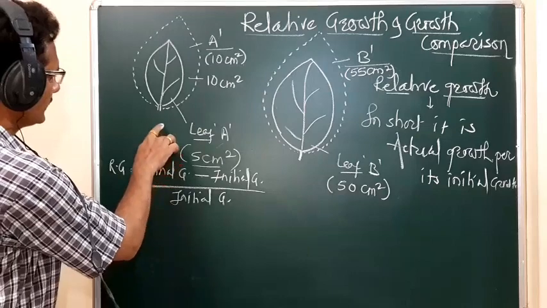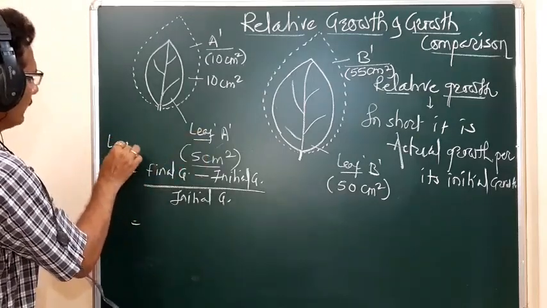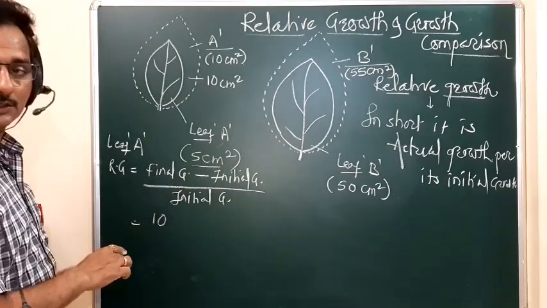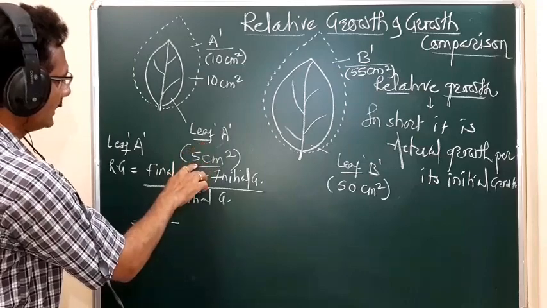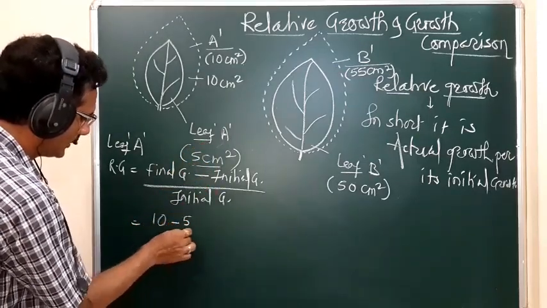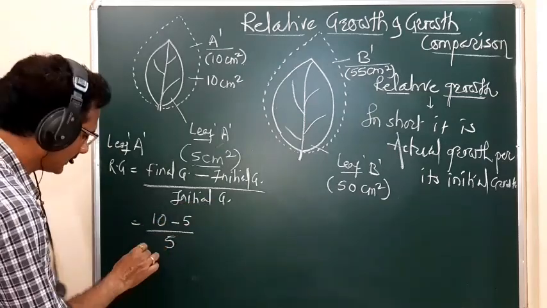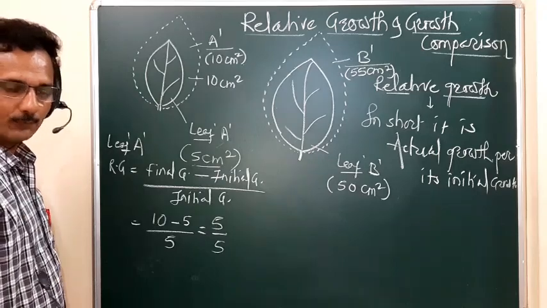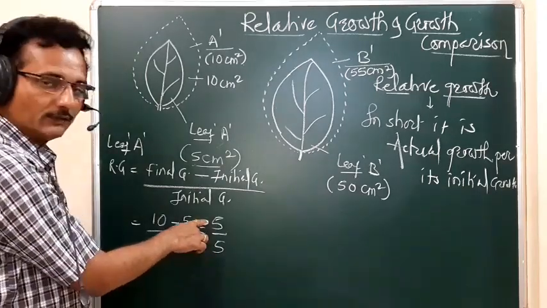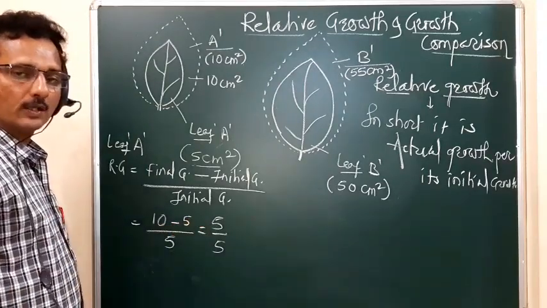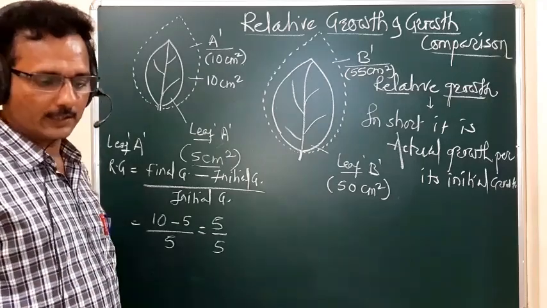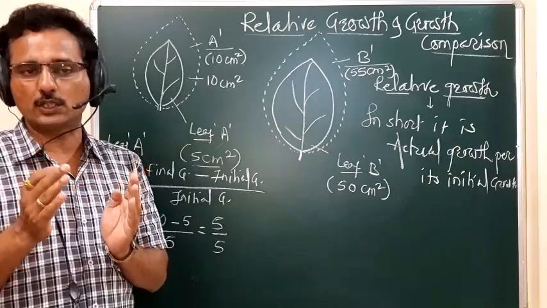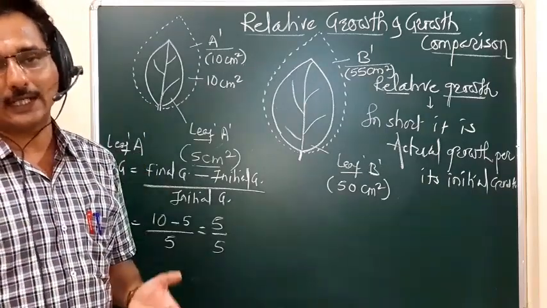What is the final growth of leaf A? The final growth of leaf A is 10 cm². So 10 minus, what is the initial growth? It is 5 cm². So 10 minus 5, divided by the initial growth, which is 5. So 5 divided by 5. The increase is also 5 cm², the same as the initial growth. That much growth is obtained in this time interval.